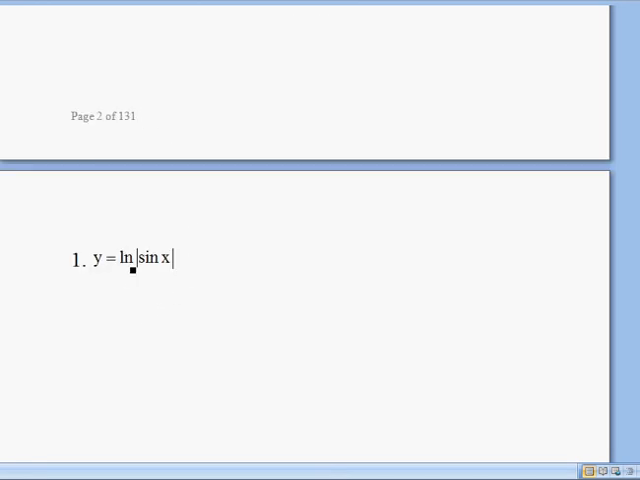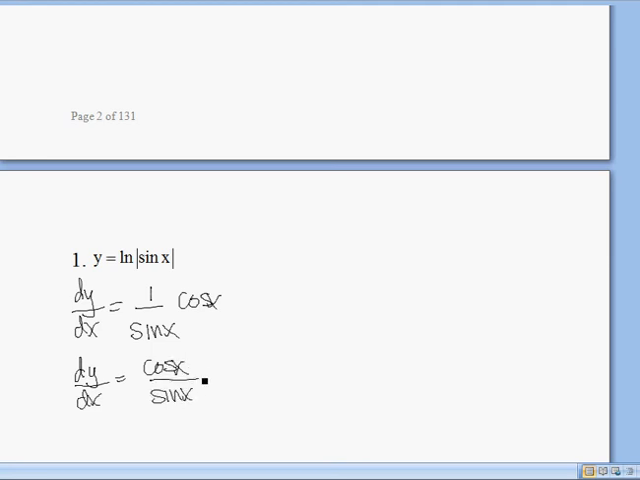Okay, so we have the natural log of the absolute value of sine x. When taking the derivative, the absolute value doesn't really change the problem. So we have dy/dx, natural log, you take the function and put it in the denominator. So it's 1 over the sine of x. Notice the absolute value bars are dropped. The derivative of the inside, which is sine, is cosine of x. So we get dy/dx is equal to the cosine of x over sine of x. And I believe that is equal to cotangent of x.